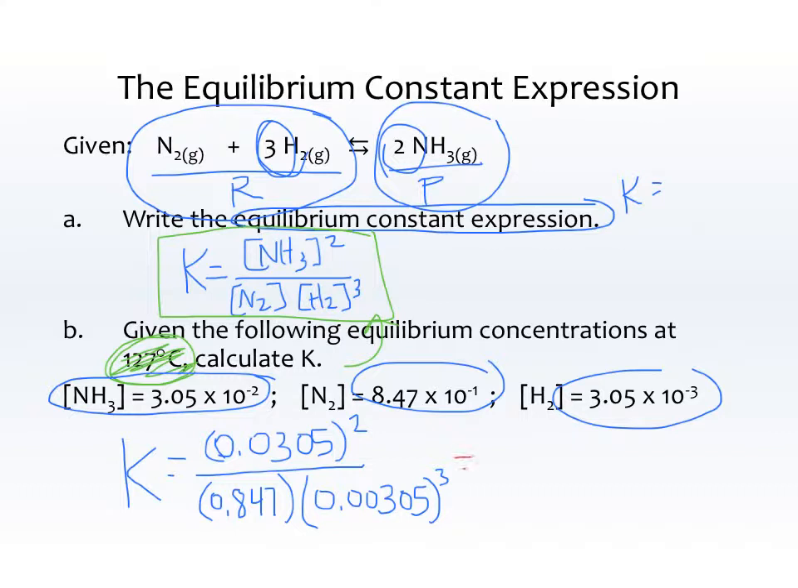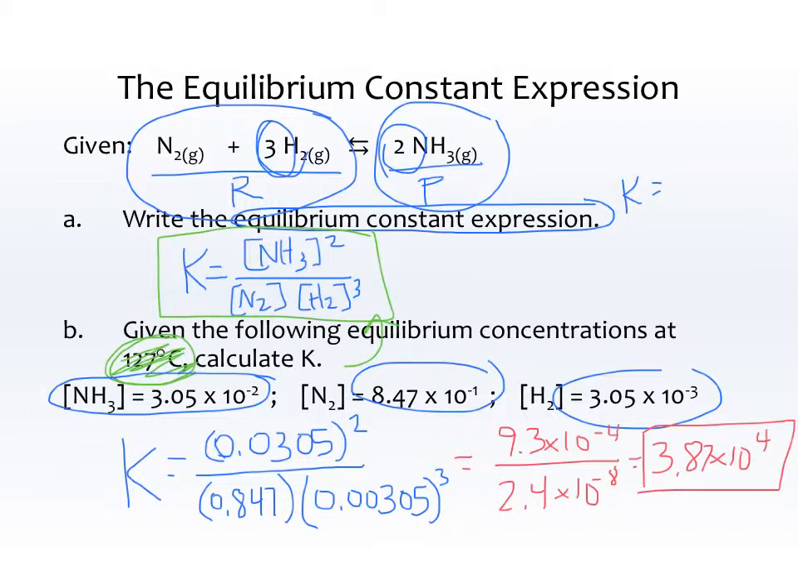So then I'm going to get out my handy-dandy calculator, 0.0305 squared, and I've got 9.3 times 10 to the negative 4, and on the bottom I have 0.00305 cubed times 0.847, and I get 2.4 times 10 to the negative 8, and then if I divide those two, I get 3.87 times 10 to the 4. So that is my K for this problem.